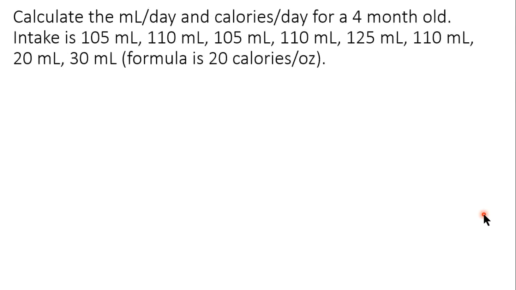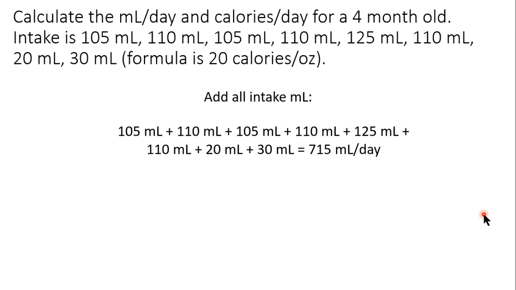Calculate the milliliters per day and calories per day for a 4-month-old. The intake is 105 milliliters, 110 milliliters, 105, 125, 110, 20, and 30. And the formula is 20 calories per ounce. So first we have to add all of those intakes. When you add all of that, it gives us 715 milliliters per day.